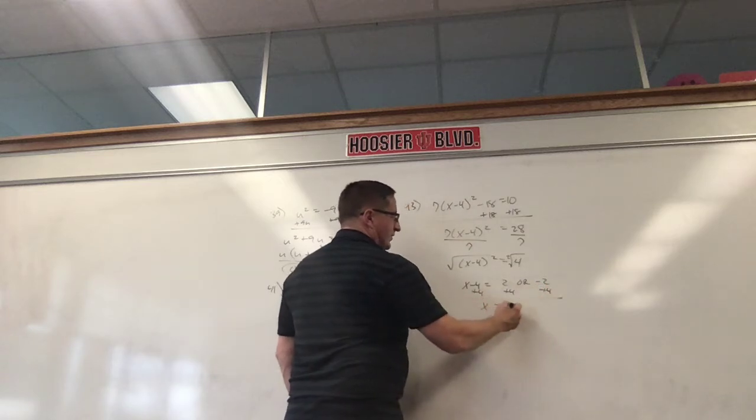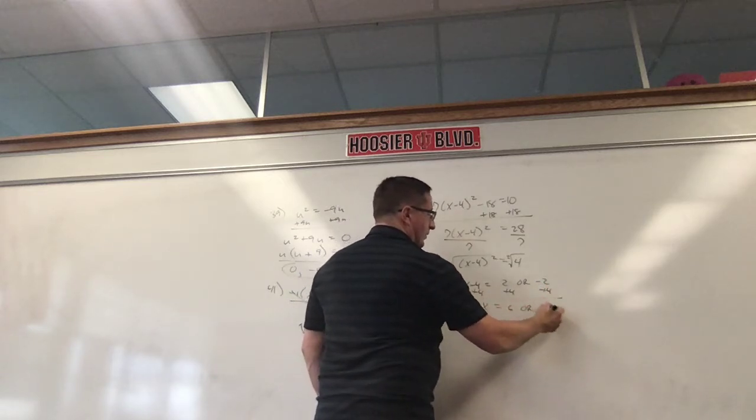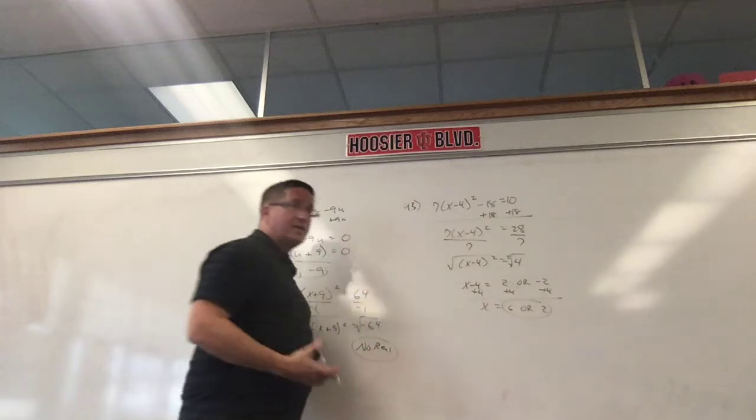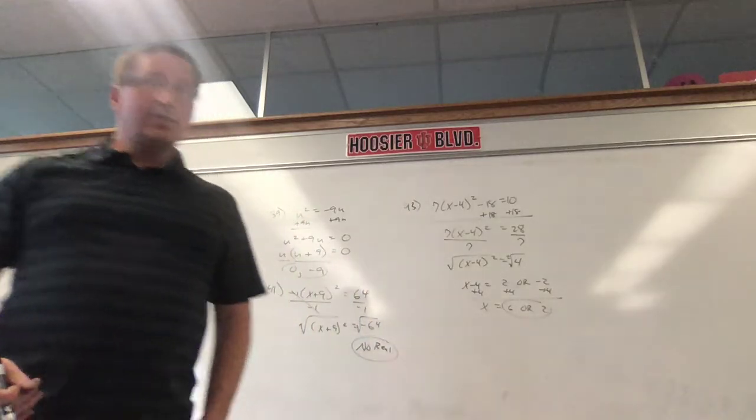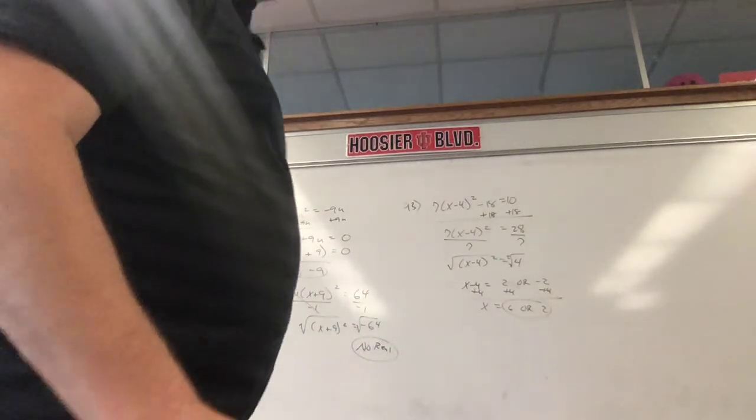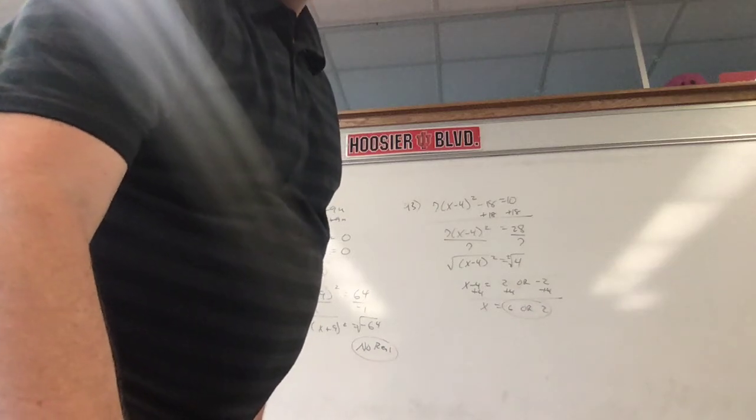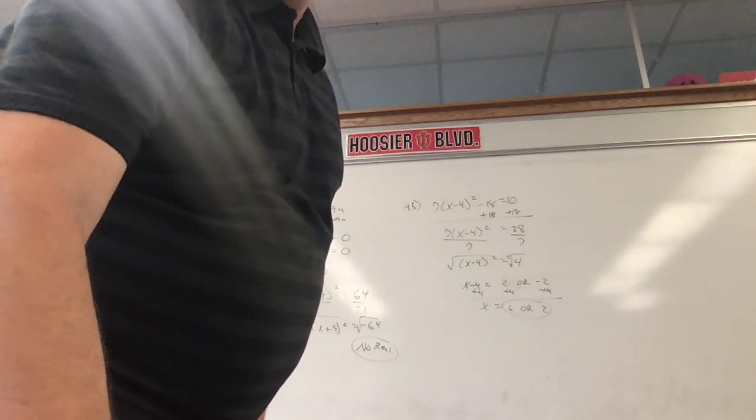So x equals 2 plus 4 or negative 2 plus 4. So the answers are 6 as well as 2. It could be either one of those, and you need to put both of those in order to get full credit. Okay? So number 47. Almost done here.